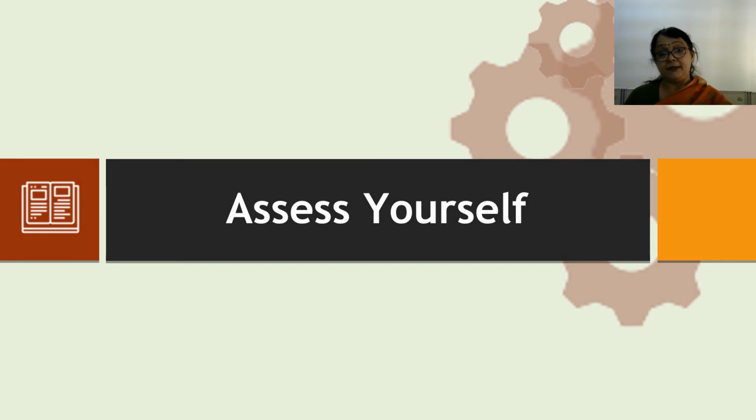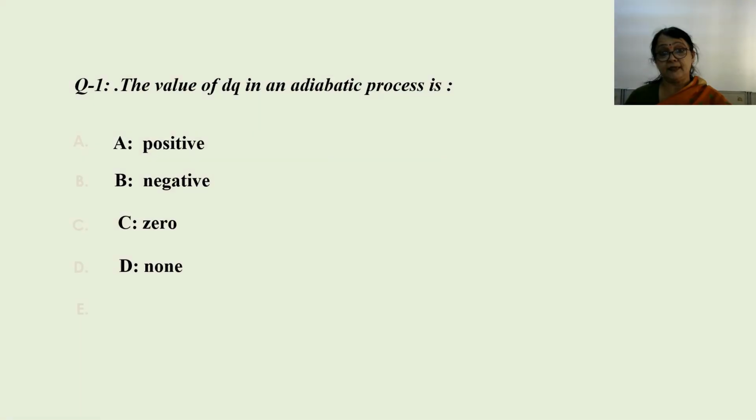Now it is time to assess yourself. Here is the first question, a very simple question. The value of del Q in an adiabatic process is, as we already stated, that in an adiabatic process no heat is allowed to enter or leave the system. Therefore, the answer is 0, option C.